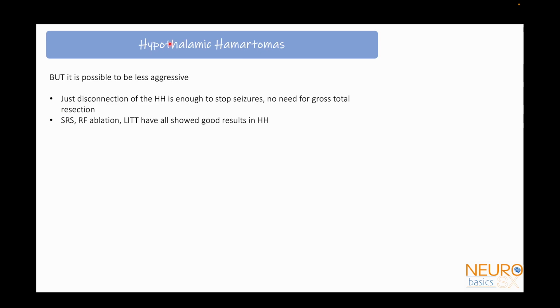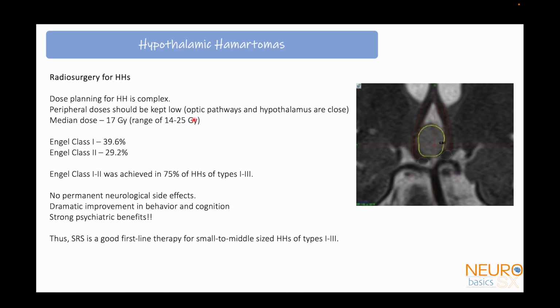It is possible now to be less aggressive than to do open surgery. Just disconnecting the hypothalamic hamartoma is enough to stop seizures. There's no need to gross totally resect the hamartoma. Just go ahead and cut it in half. That itself can be sometimes enough to stop seizures, or you have to disconnect it from the mammillary bodies or the Papez circuit. Apart from that, even minimally invasive approaches, SRS, RF ablation, and LITT have shown very good results for hypothalamic hamartomas. So, a very commonly used technique now is radiosurgery for hypothalamic hamartomas.